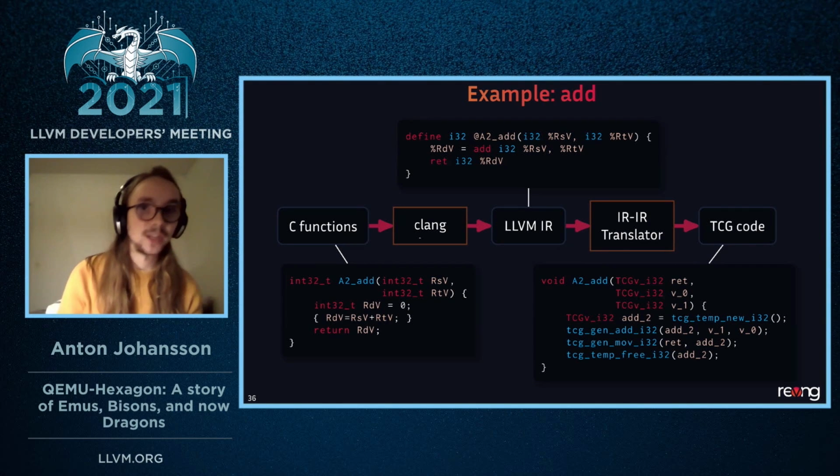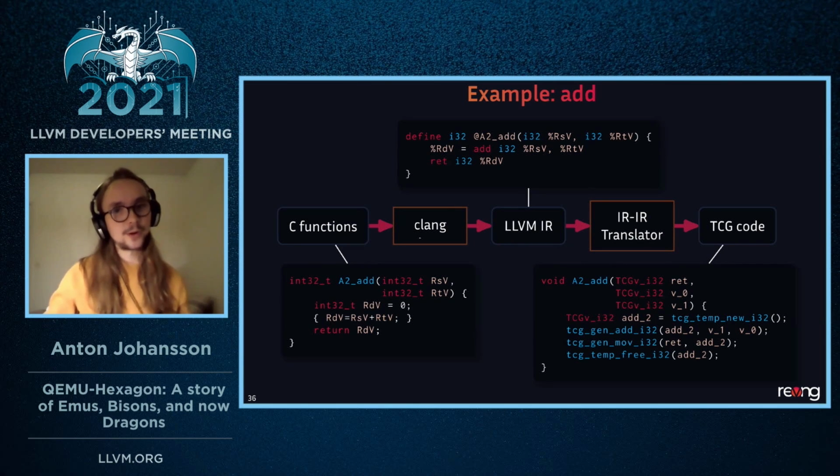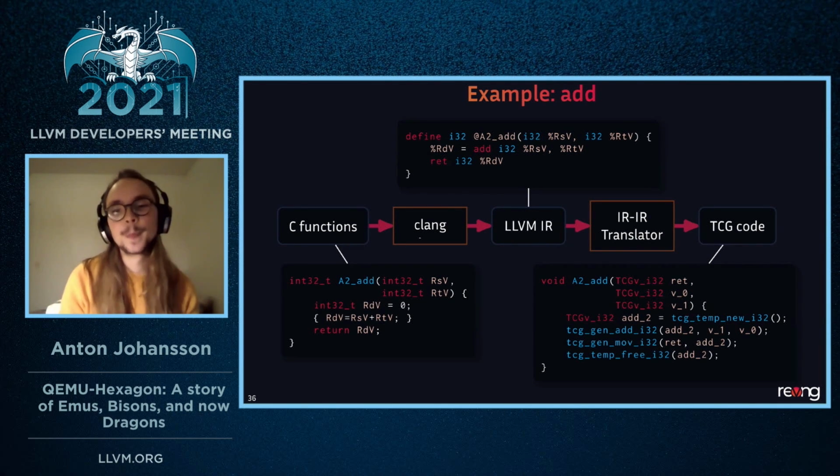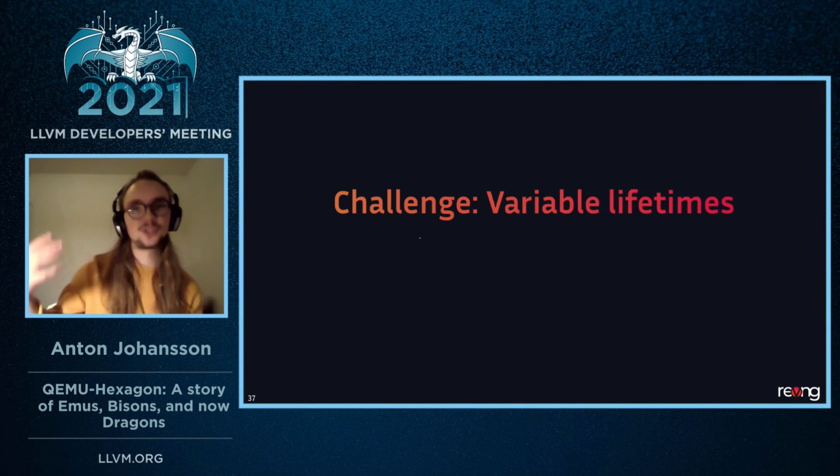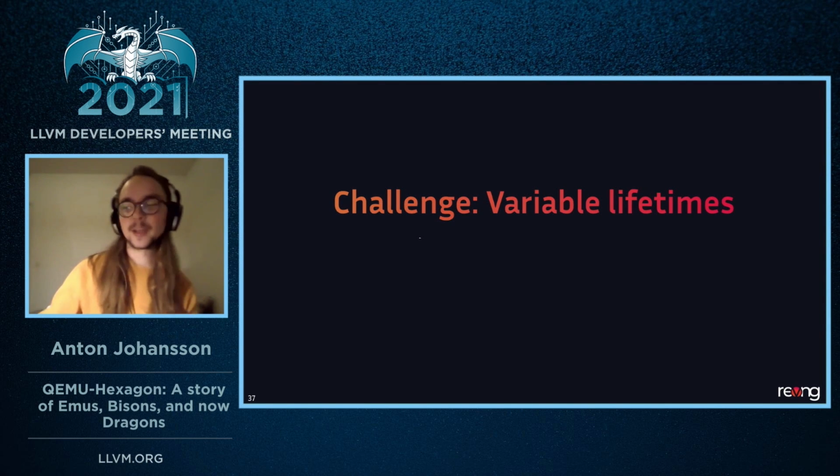Now, mapping this to TCG code, we end up with pretty much exactly the same TCG example, only with a few variable names changed. Now, mapping LLVM IR to TCG code isn't always as straightforward as it is with this add example. And I want to cover one such challenge, which has to do with variable lifetimes.